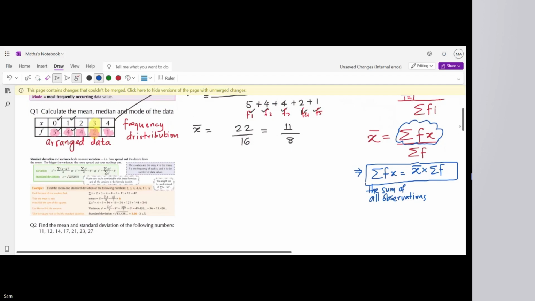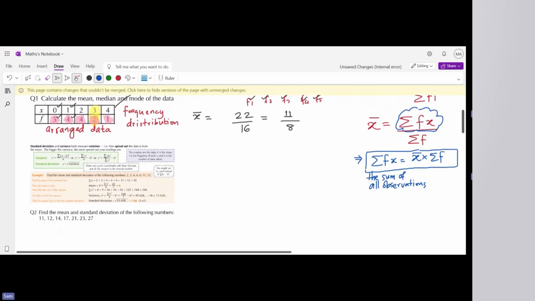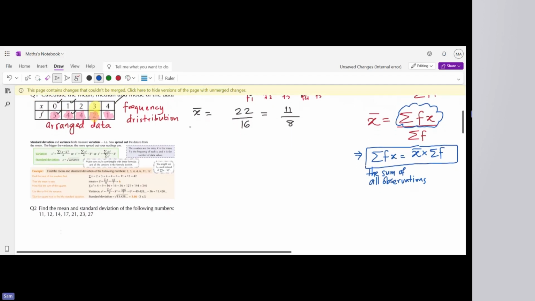So this is the sum of all observations, and the right-hand side is the mean times the total frequency. Very simple, but very important. So we have found that X bar is 11 over 8. You can leave it as the fraction 11 over 8, or write the answer in three significant figures. Therefore, X bar is 11 over 8.